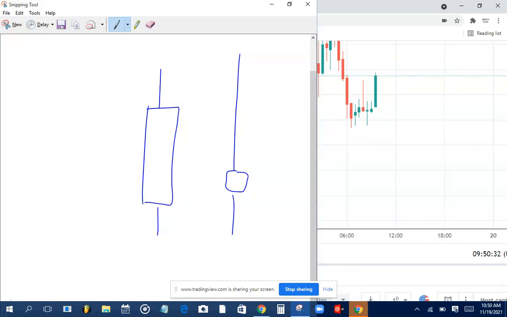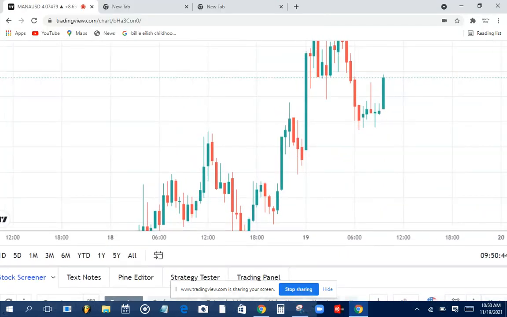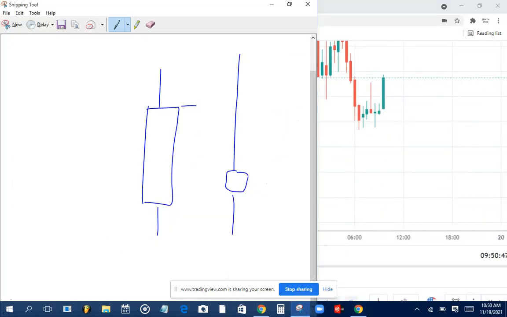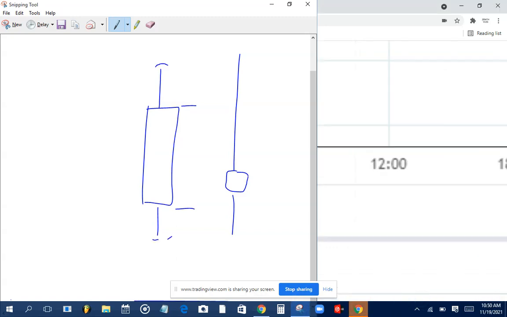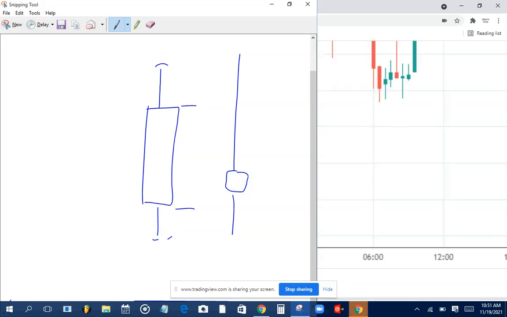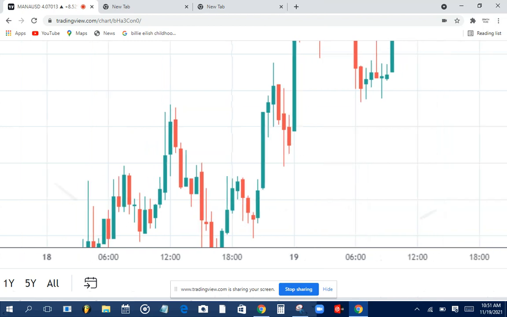So what is the wick trying to tell you? The main body shows when price opened and when price closed. This is when price opened and this is when price closed. The wick is just a sign. It is just telling you that price has gotten to this point during the course of this particular candle opening or closing. I'm going to show you guys that in this video today.